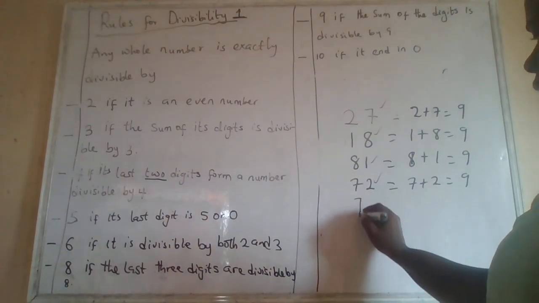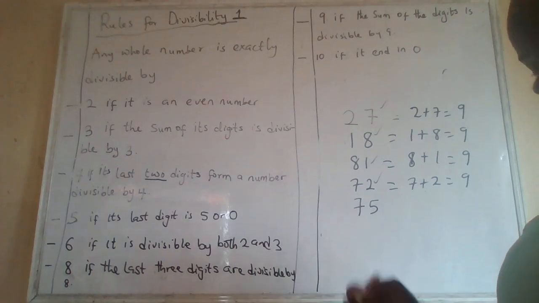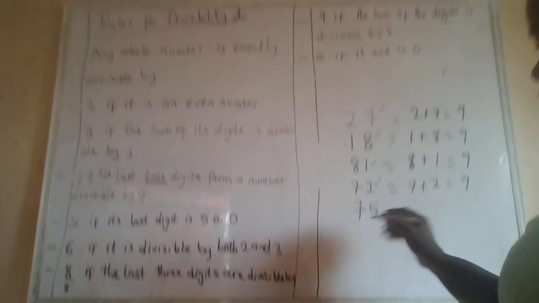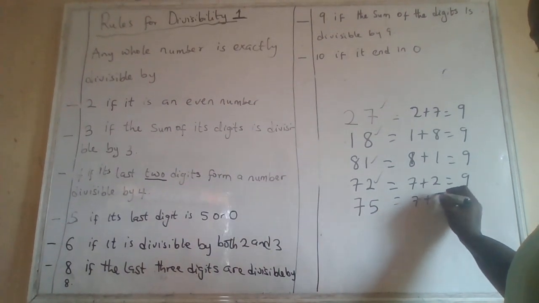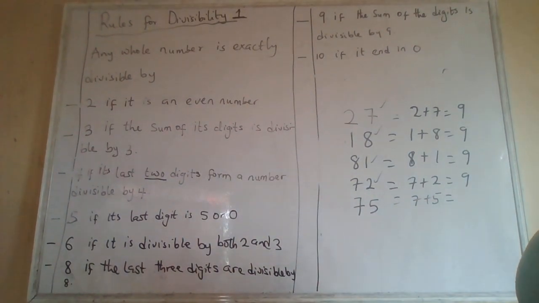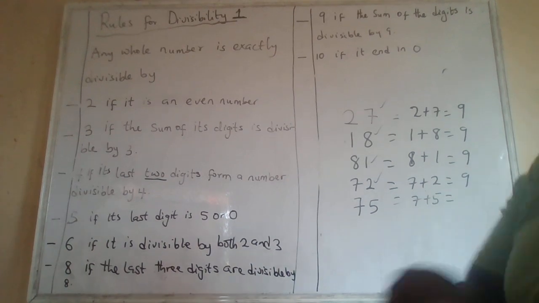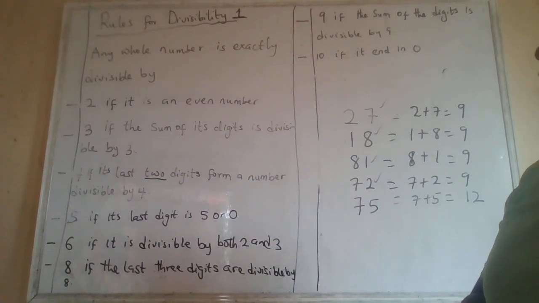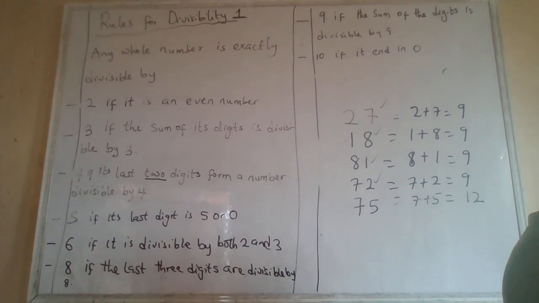Now let's take a number that is not divisible, 75. Going by that 75, adding the digits will give us 7 plus 5, which is 12. 12 cannot be divided by 9.